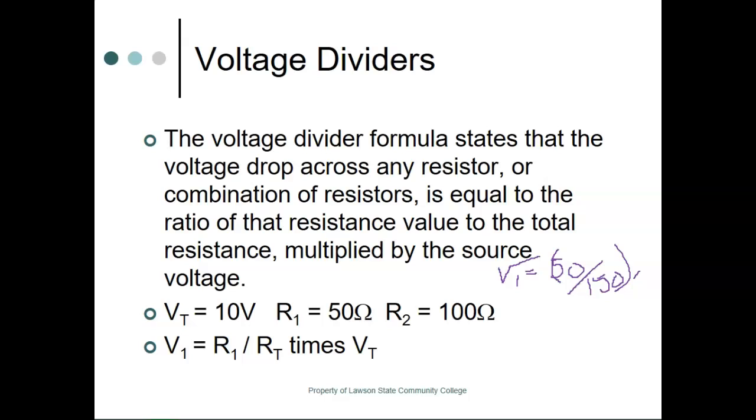And then multiply that by 10. Running out of space here. So V1 should equal what? 3.33 repeating. Does that make sense? Any question on what a voltage divider is?